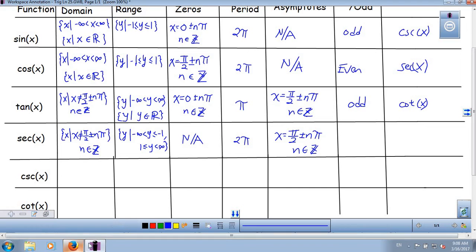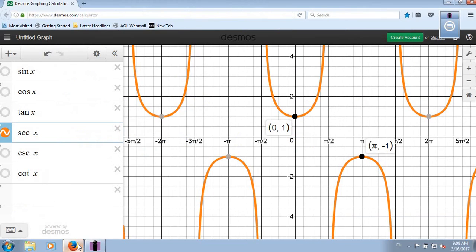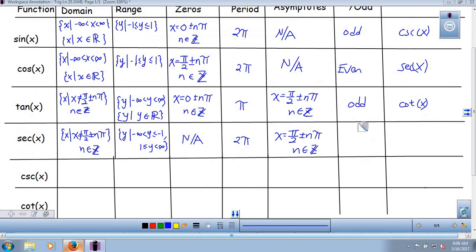And secant, let me take a look. Yeah, it's an even function, as you can see. It's symmetrical with respect to the y-axis, so it's even, and its reciprocal function is cosine.